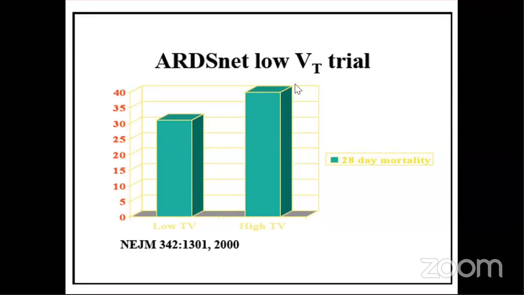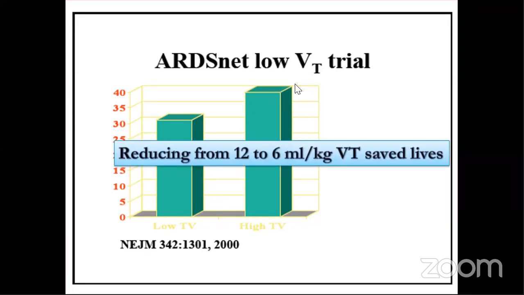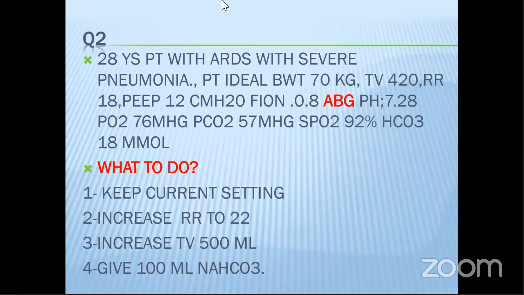Mortality rate decreased from 40 to 32%. So decreasing tidal volume from 12 to 6 ml per kg ideal body weight improved mortality of those patients. And this is one of the studies that show improvement of the outcome. Then we'll go to the second question.